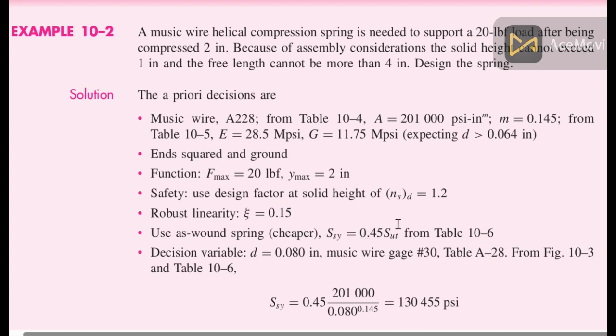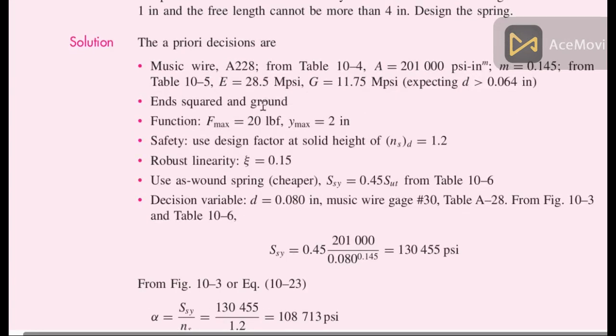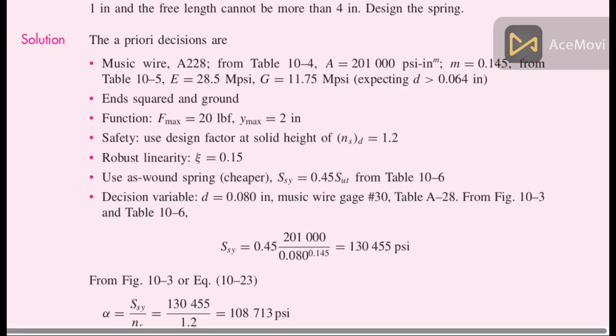SSY is equal to 0.45 of SUT, which we get from table 10-6. Design variable: we select first of all, assume that d is equal to 0.080 inch. That is wire gauge number 30 from table A-28. So guys, this is from table 10-6. Decision variable is d equal to 0.080 inch.